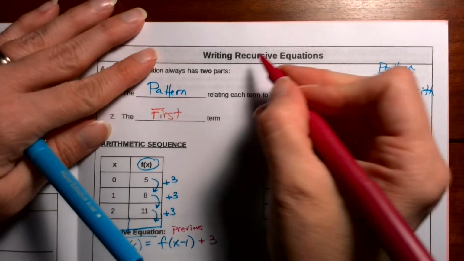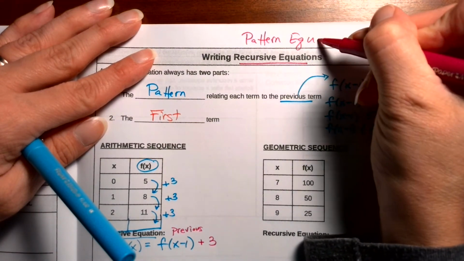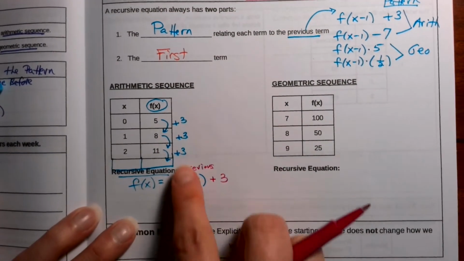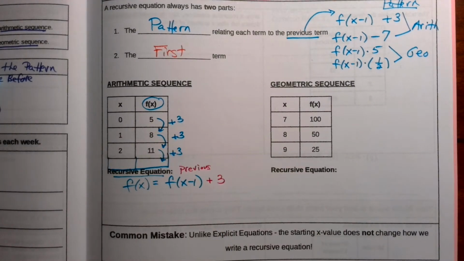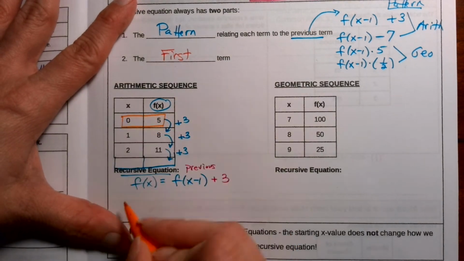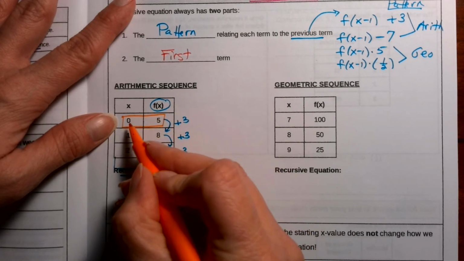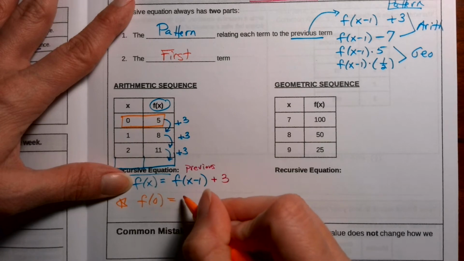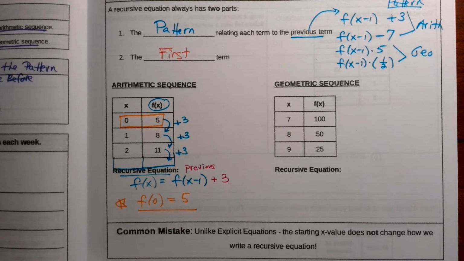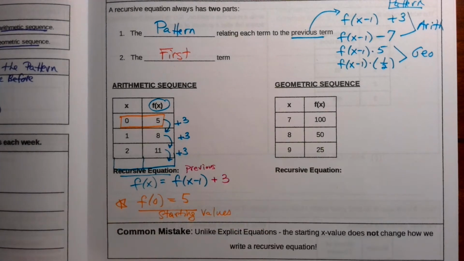Recursive equations are sometimes called the pattern equations. Pattern equations show us how to keep making all the numbers in the table. But how do you make all these numbers? I have to tell you how this table started. So here's the beginning of the table, and this is always like the little guy that you have to have. So f of 0: the first input was 0, and the output is a 5. So show us the pattern and tell us how the table started. This is the starting values in the table.